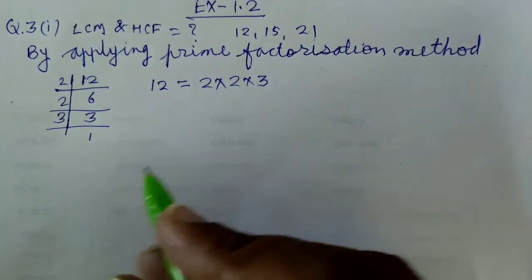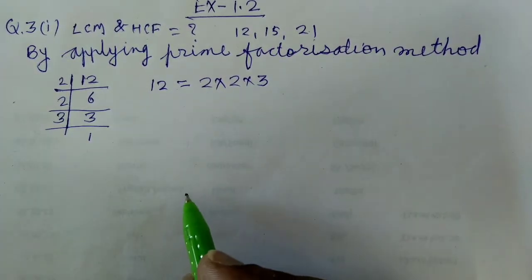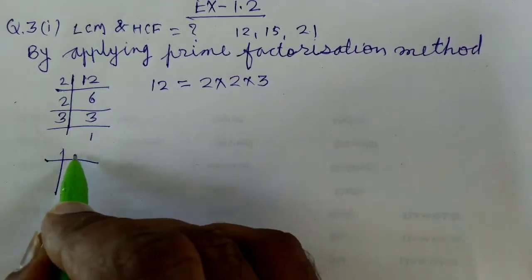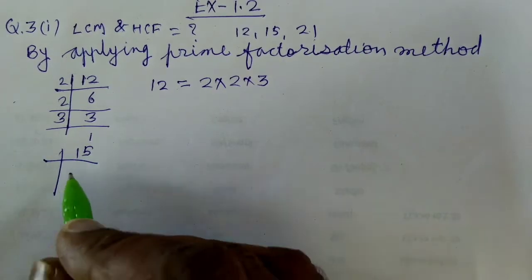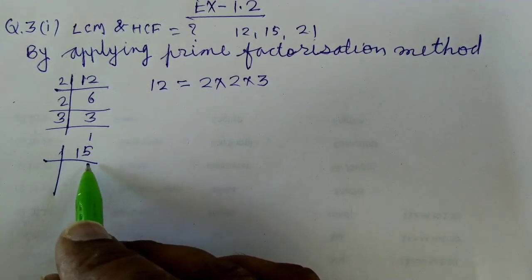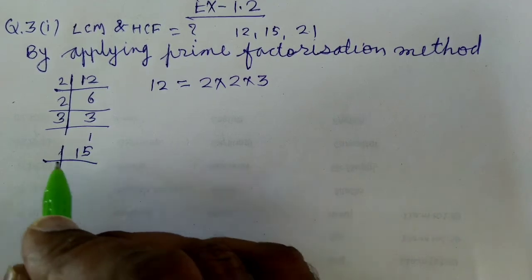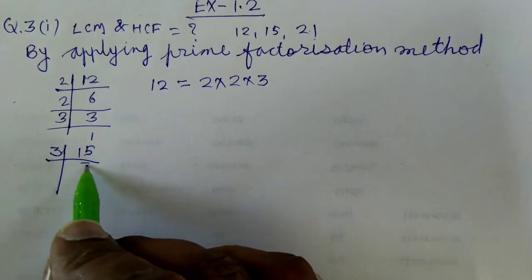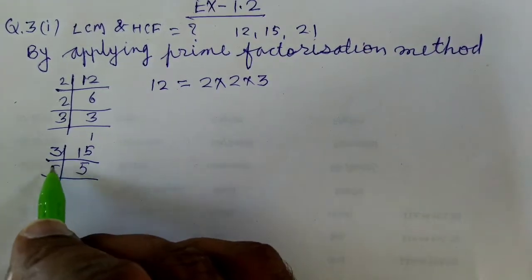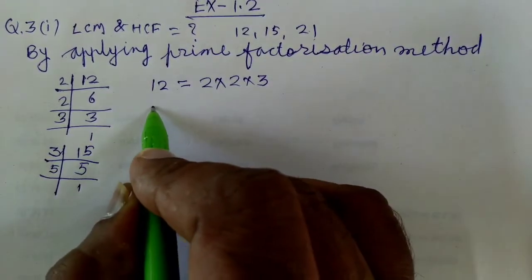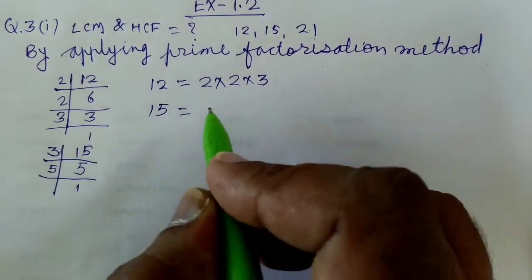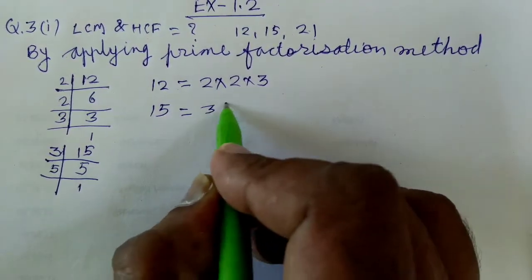Now we have 15. Similarly we will find the factors of 15. 15 is not divisible by 2 because at the one's place there is 5. So we will check divisibility by 3. 1 plus 5 is 6, and 6 is divisible by 3, so the whole number is divisible by 3. 3 fives are 15, and here only by 5. 5 ones are 5. So we have prime factors of 15: 3 into 5.